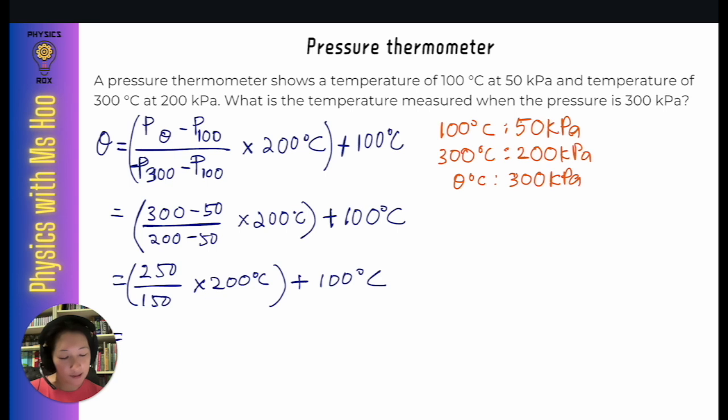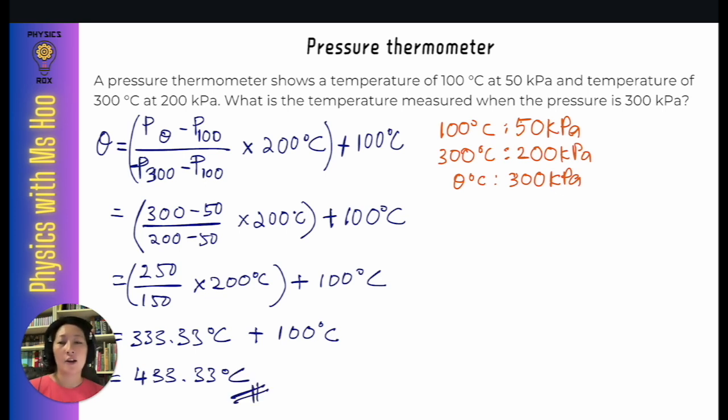What we will get is 333.33 degrees Celsius. This needs to be added with 100 degrees Celsius, giving us 433.33 degrees Celsius. So if you'd like to check, is this value correct? Compare this against the original known values. So as you can see, the pressure for theta is 300. This is higher than the pressure at 300 degrees Celsius. You can see that this is 200, this is 300. This means that theta should be greater than 300. So looking at this, at 433.33 degrees Celsius, it is higher than 300. So most likely this is correct.